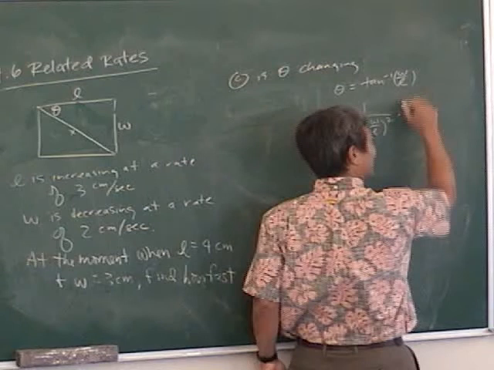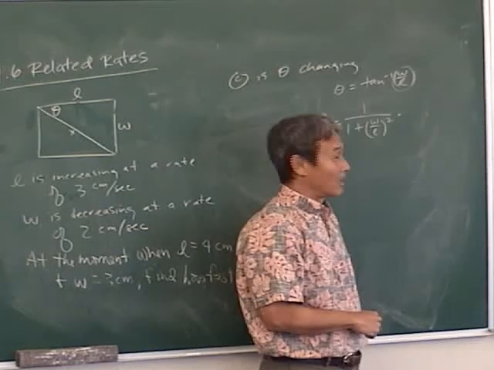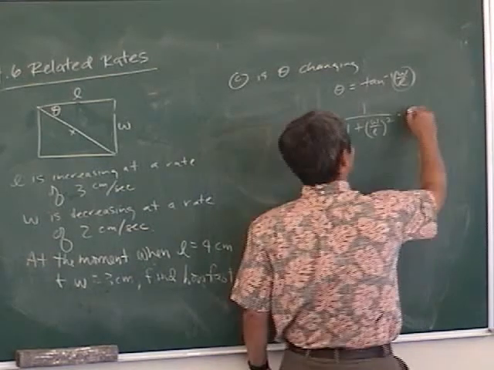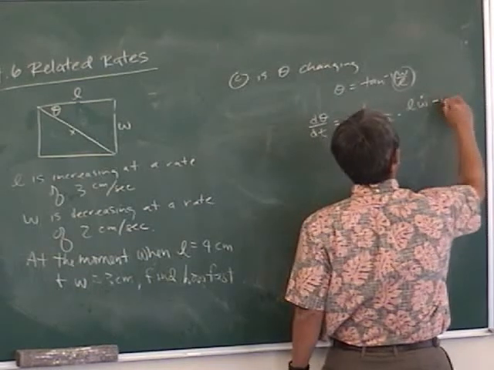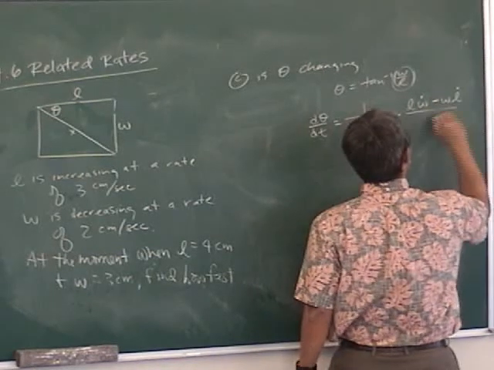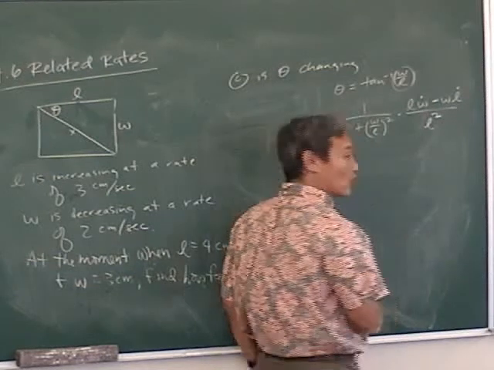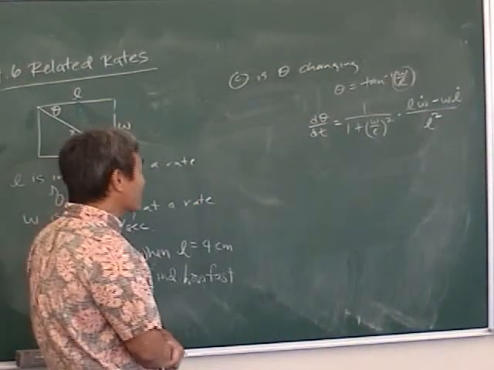I see a quotient. So I'm going to use the quotient rule. Low d high minus high d low all over denominator squared. We go. You just got to know how to take derivatives.